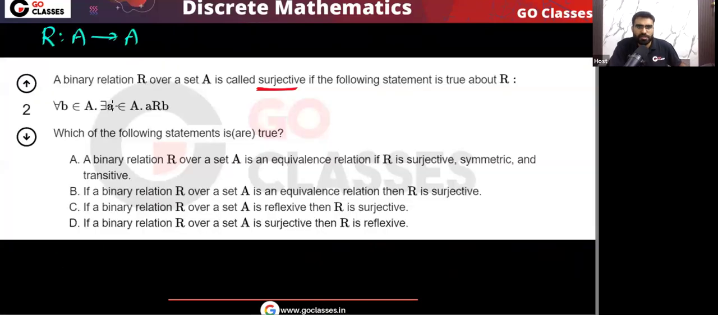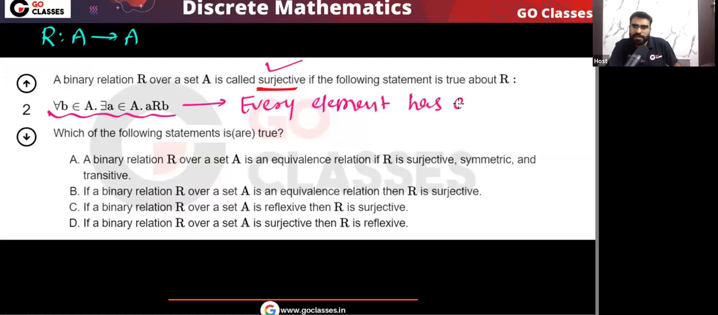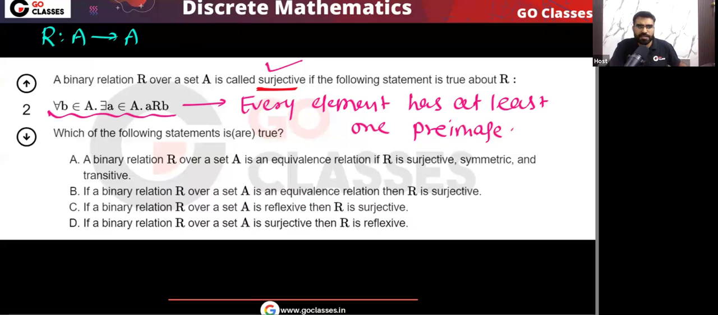Okay, so the question is defining a surjective relation. Remember, surjective relation says that for every B there is A such that A is related to B. It means that every element has a pre-image. Very simple. It simply means that every element has at least one pre-image. So first you understand this relation and then you solve the question.